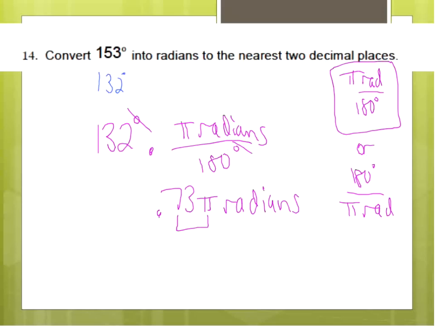So I'm not quite done yet. I now need to multiply 0.73 times pi. So you guys can use the approximation of 3.14, and I'm going to get 2.29 radians.